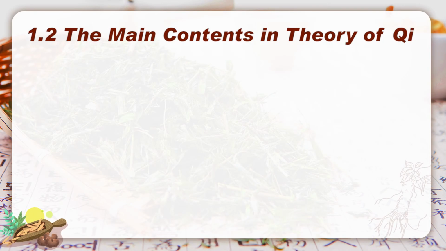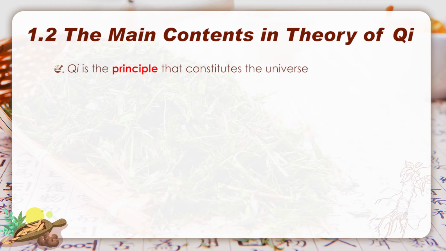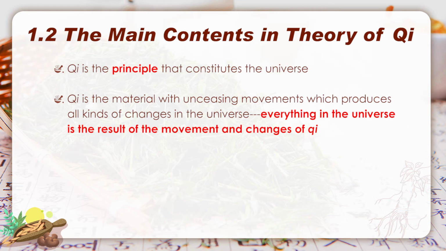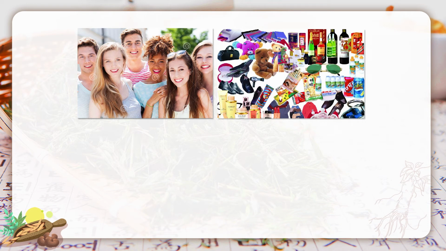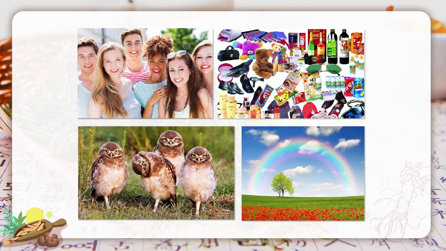There are many contents in the theory of the qi. Firstly, qi is a principle that constitutes the universe. Secondly, qi is a material with unceasing movement, which produces all kinds of changes in the universe. In another word, everything in the universe is the result of movement and the change of the qi. See, human beings are produced by condensation of qi. Those stuff come from qi. Animals, plants, everything in the universe is produced by qi.